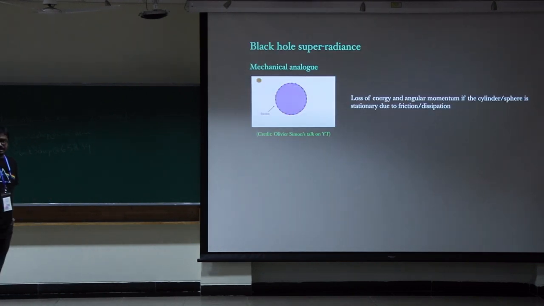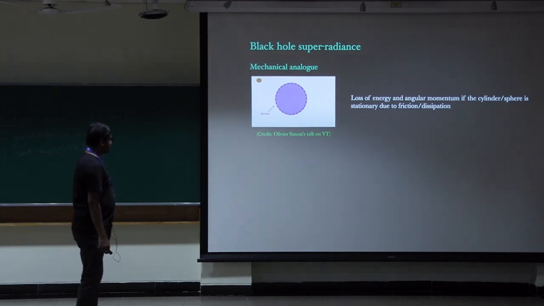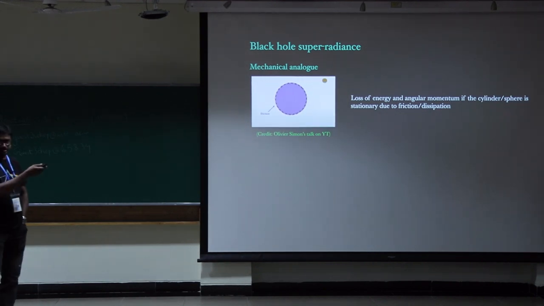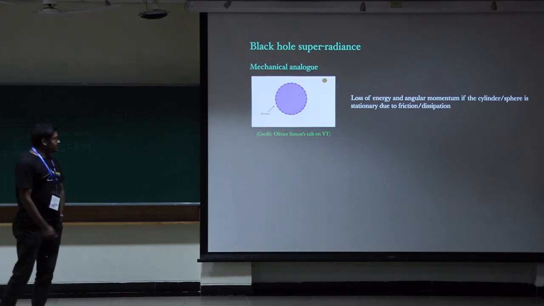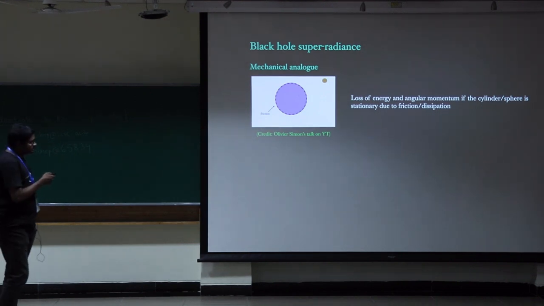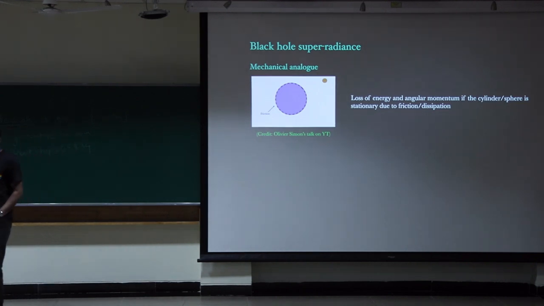Before discussing the original black hole superradiance, let's first take a mechanical analog. Suppose we have a cylinder like this, and one ball is moving, and it comes into contact, touches it and goes away. Obviously its velocity will get reduced. In this case, the loss of energy and angular momentum of this ball happens if the cylinder is stationary, and this loss of energy is happening to the ball due to friction or dissipation.